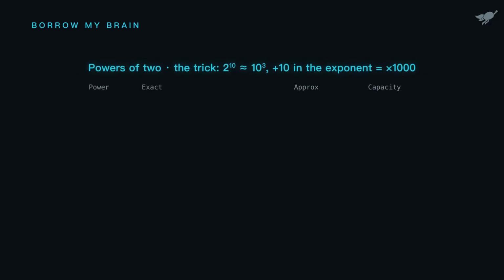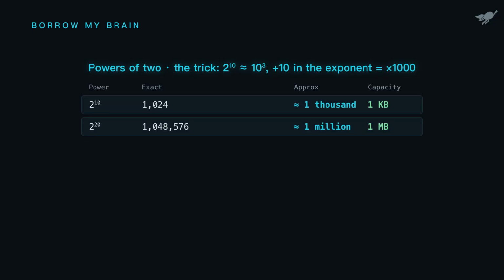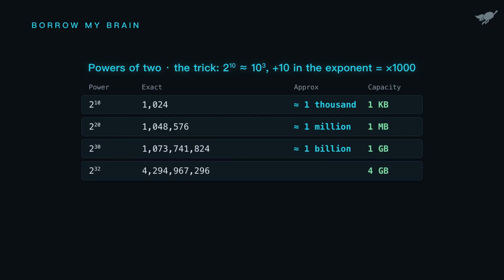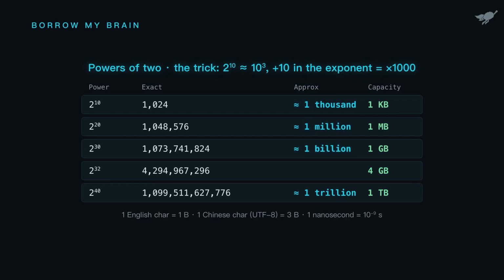The powers of 2 table. The core is 1 single trick. 2 to the 10th is roughly 10 to the 3rd. Add 10 to the exponent, multiply by another 1,000. 2 to the 20th is 1,000,000. 2 to the 30th is 1,000,000,000. And storage sizes follow right along. KB, MB, GB, TB. Each level is 1,000 times the last.